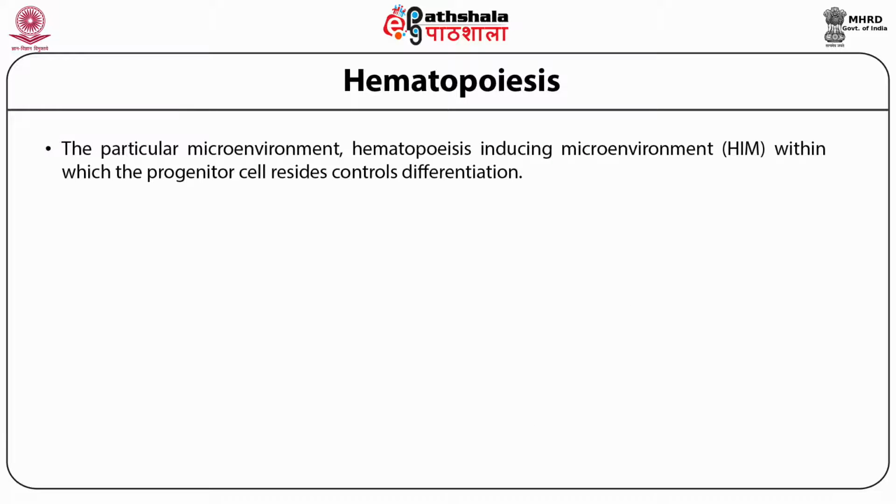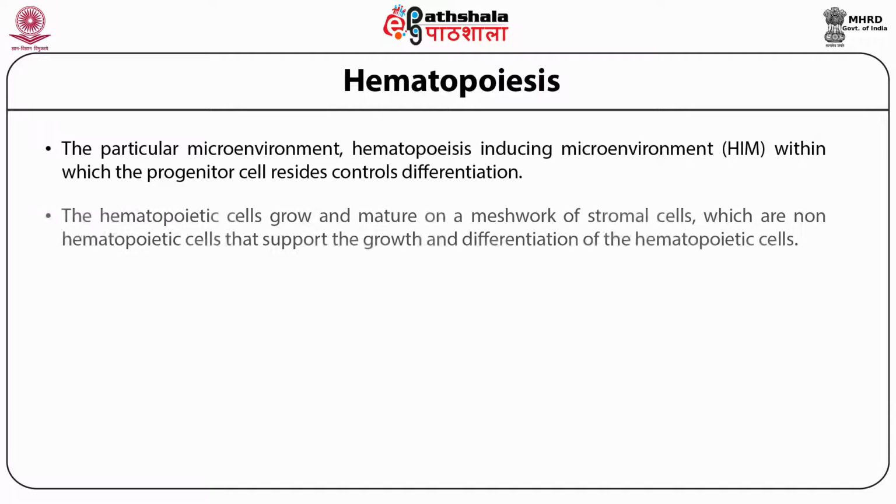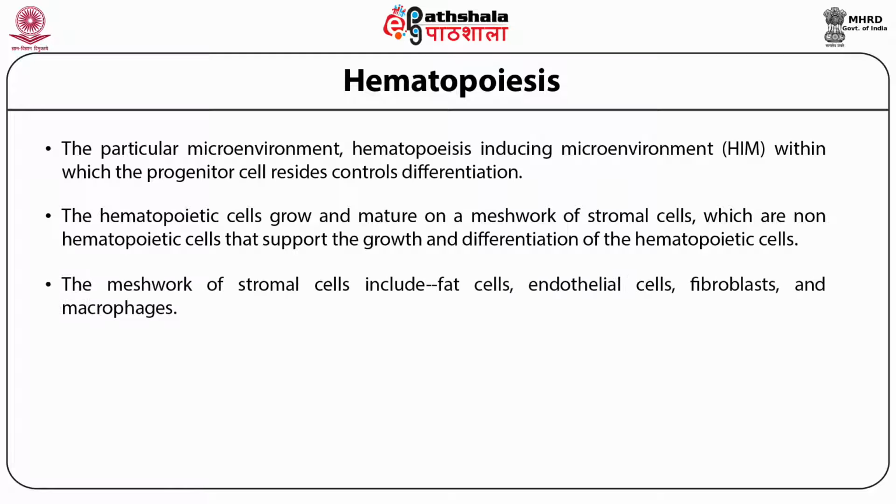The particular microenvironment, the hematopoiesis-inducing microenvironment, within which the progenitor cell resides controls differentiation. The hematopoietic cells grow and mature on a meshwork of stromal cells, which are non-hematopoietic cells that support the growth and differentiation of hematopoietic cells. The meshwork of stromal cells includes fat cells, endothelial cells, fibroblasts, and macrophages.